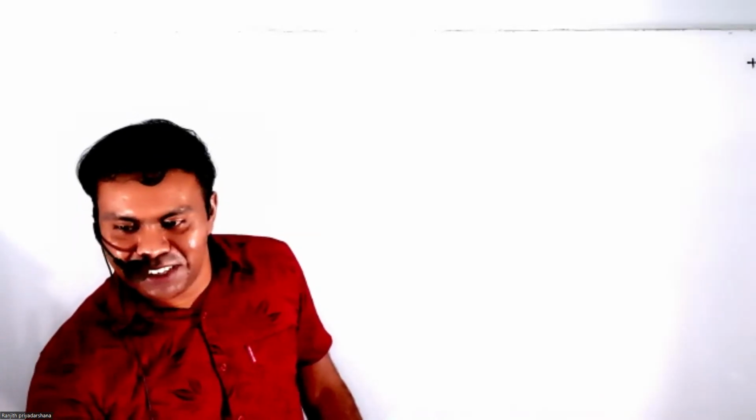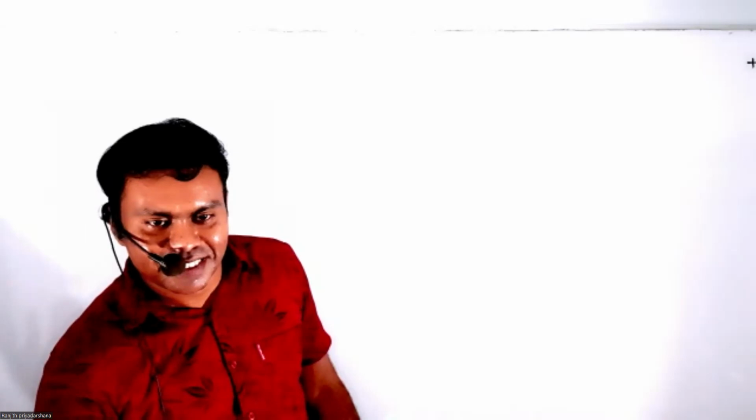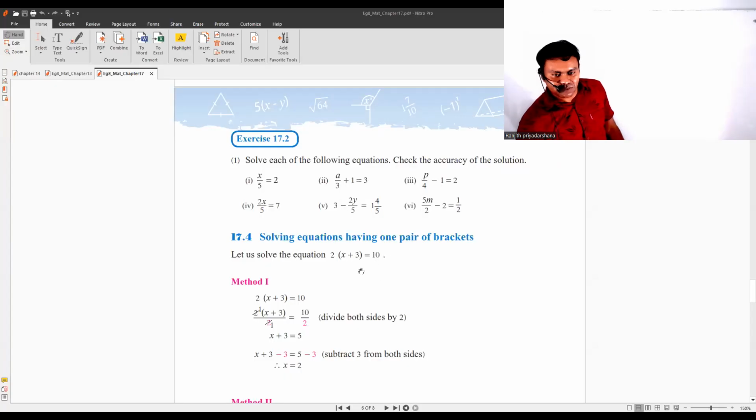Right. Look at this. All these things you have to do, right? There was a shock here. 2x upon 5 equals 7.